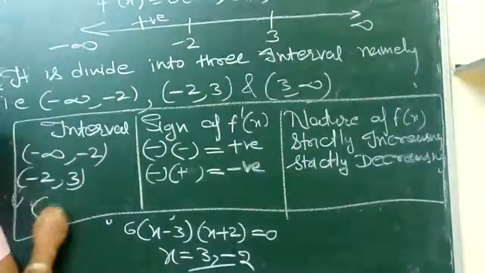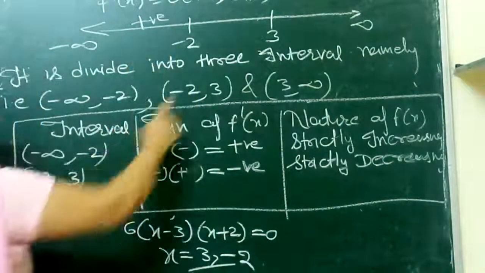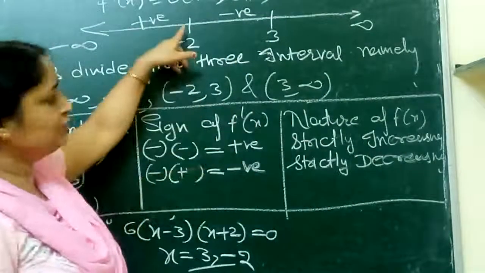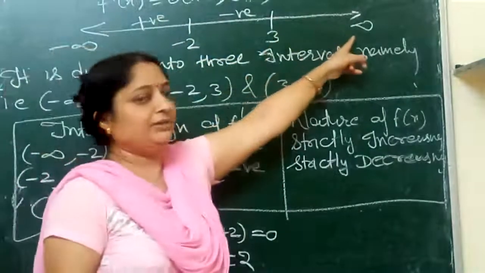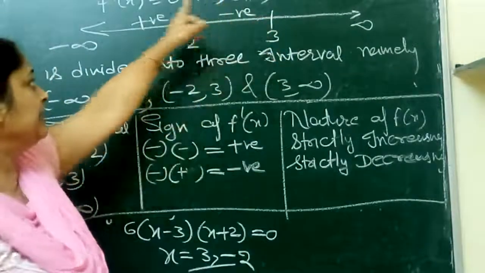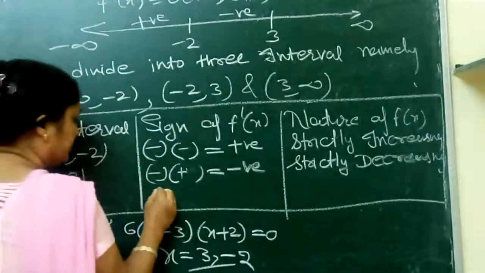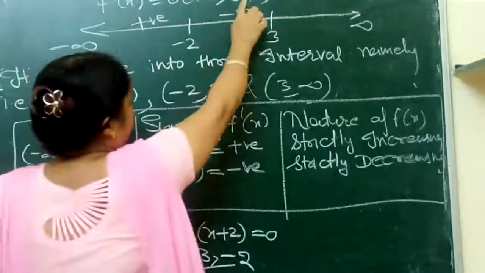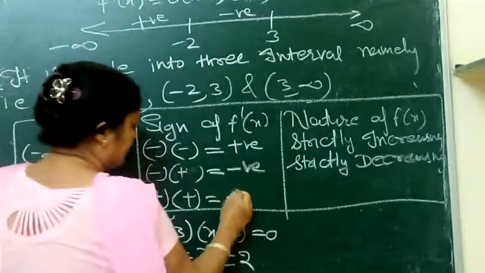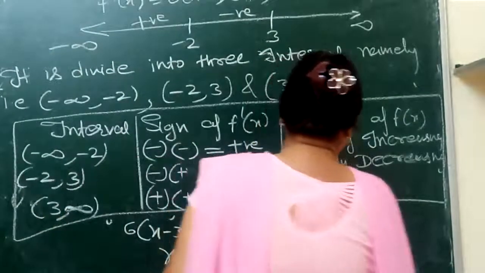Third one is 3 to infinity. Now in 3 to infinity, you will put any value like 4, 5, 6, up to infinite. I am putting 4. So 4 minus 3 is coming positive term, plus sign, and here 4 plus 2, again positive term, plus sign, so plus multiplied with plus will come positive term. So it is strictly increasing.